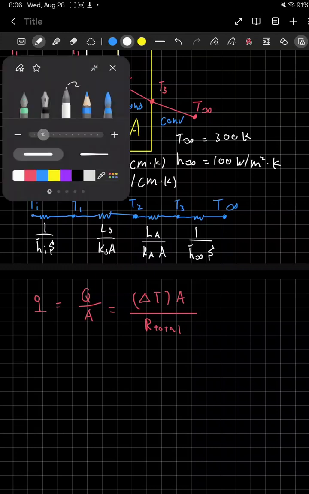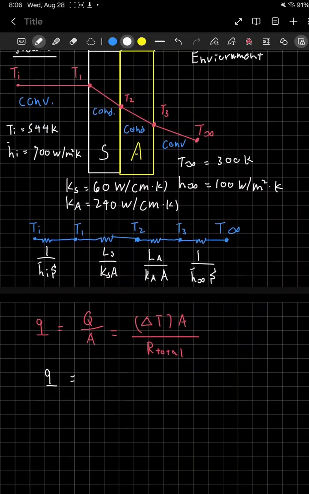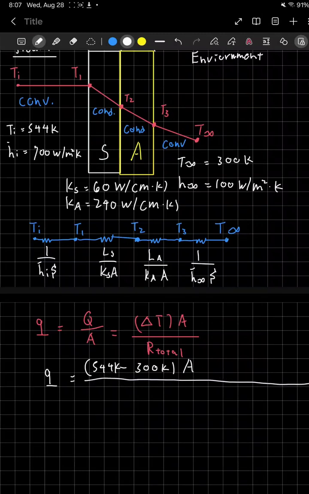So let's just plug in our knowns. We have Q, which is what we're trying to find, equals delta T, that's 544 Kelvin, and you want to do this in Kelvin. But it actually doesn't really matter if we do it in Kelvin or Celsius, because it all cancels out. Our area, we don't really need to care about for now, and I'll show you why later on. So this is our delta T times A, over our R total, which is basically the sum of all our resistances. I'll just write out our knowns now.